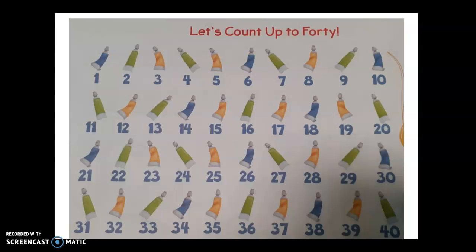Let's count up to 40. Count with me from 1 to 40. 1, 2, 3, 4, 5, 6, 7, 8, 9, 10, 11, 12, 13, 14, 15, 16, 17, 18, 19, 20.